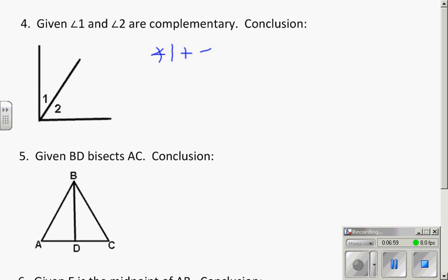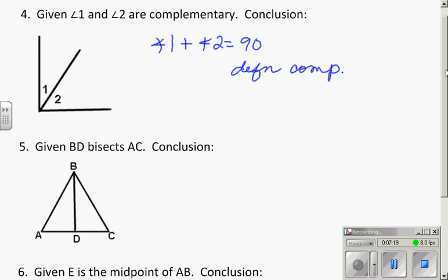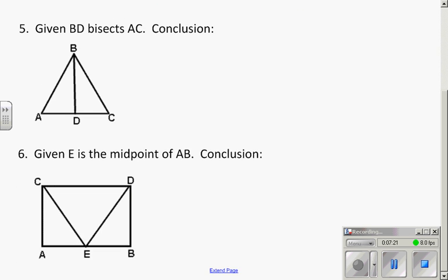If I'm given 1 and 2 are complementary, the thing I can say is that angle 1 plus angle 2 is 90. And that's true by the definition of complementary. Same way if I said they were supplementary, you would write the equation and say they were supplementary by definition of supplementary.